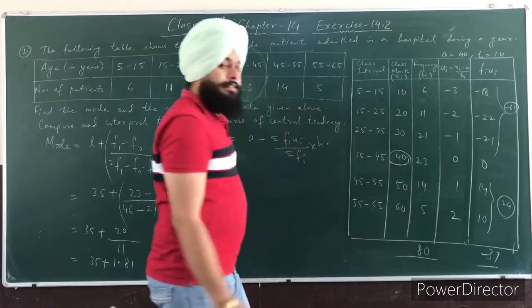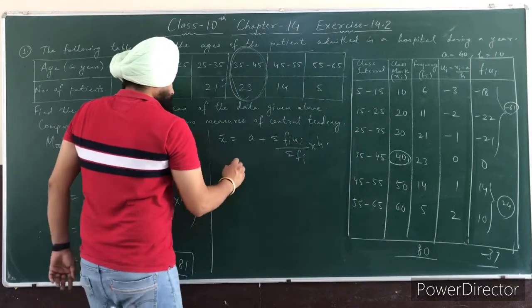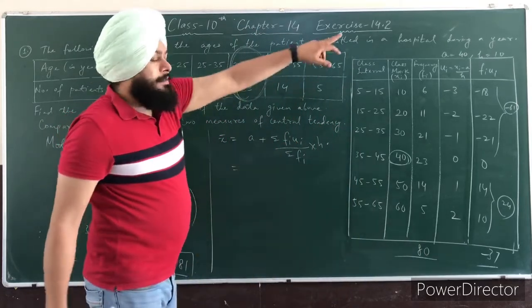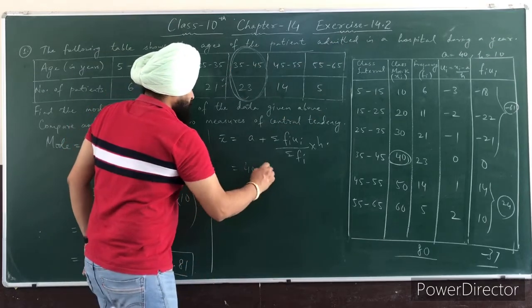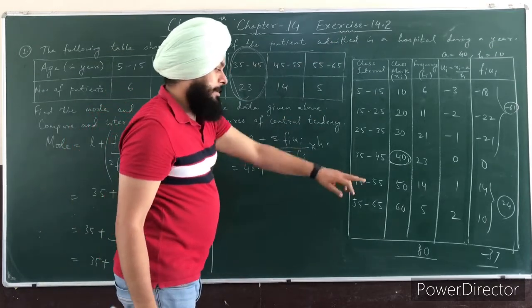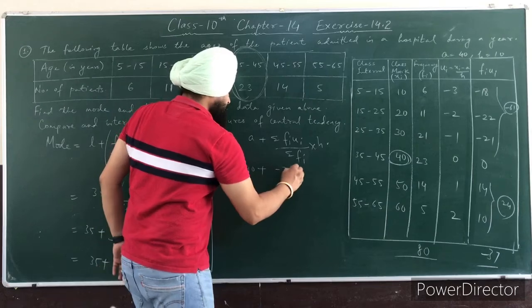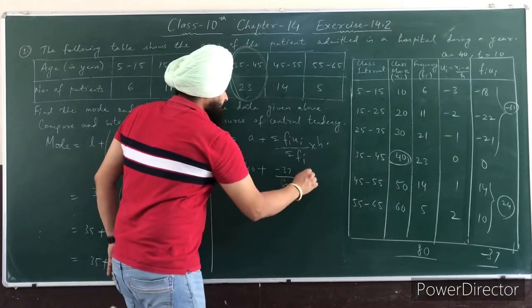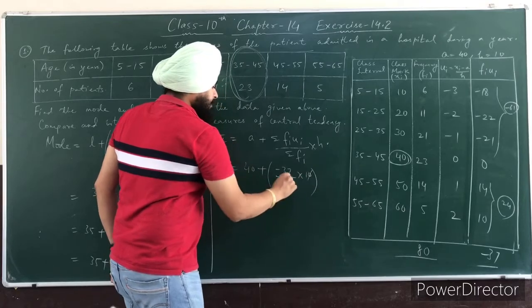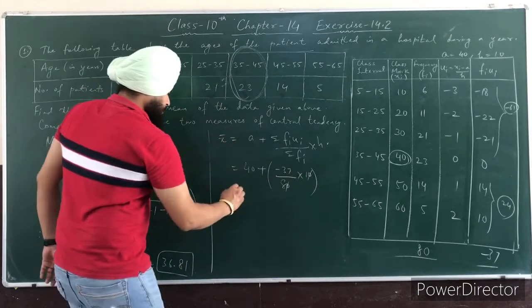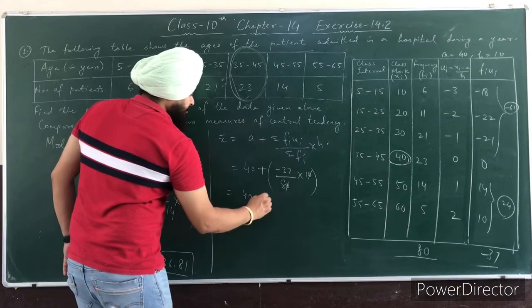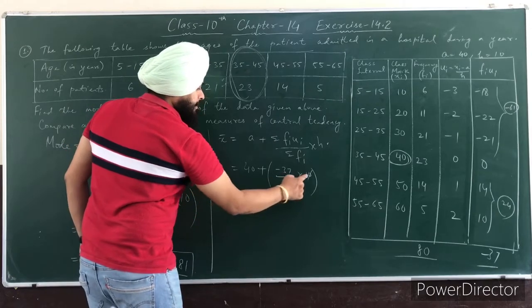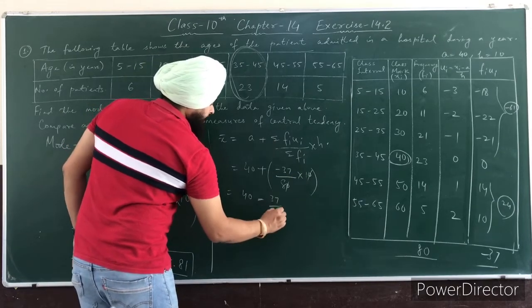So summation Fi is 80. Now A is assuming that is 40, plus summation Fi Ui, it is minus 37. Summation Fi is 80 and class size is 10. Now cancel this 0 with 0. So it is 40 plus minus, minus 37 ones are 37 divided by 8.